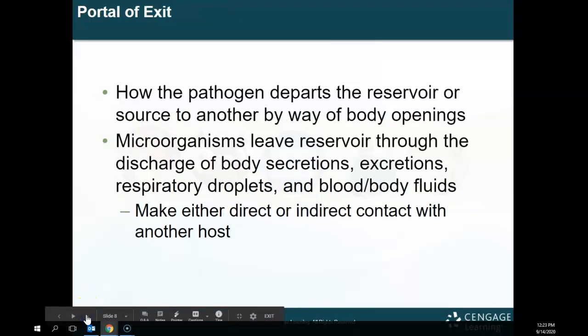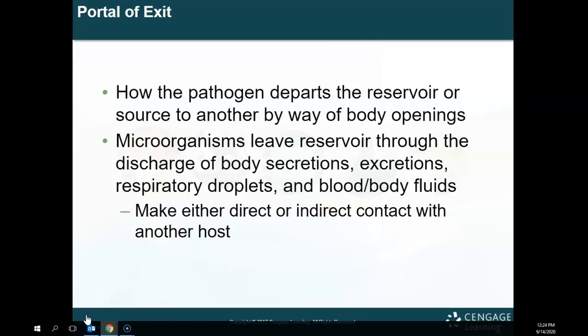So the portal of exit. Now, I know we've already talked about this a little bit in part 1 lecture when I showed you the chain of infection, and we talked about the different stages and the different ways to break the chain for each section. But this is breaking it down further into explaining exactly what each of the links in the chain are. So the portal of exit is how the pathogen departs the reservoir, which is where it comes from, or source to another by way of body openings. Microorganisms leave the reservoir through the discharge of body secretions, excretions, respiratory droplets, and blood and bodily fluids. They can make either direct or indirect contact with another host.